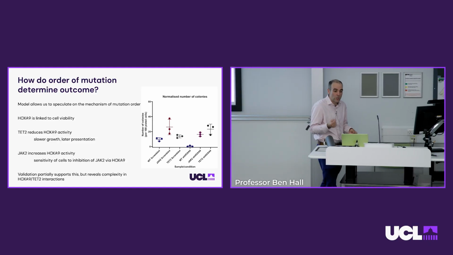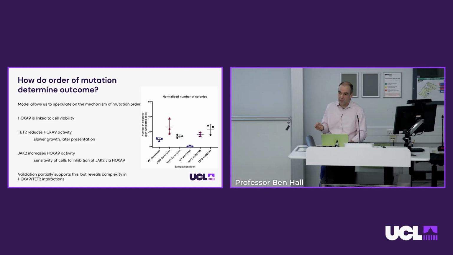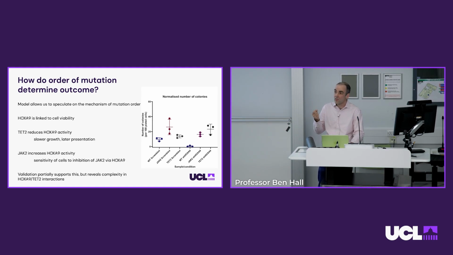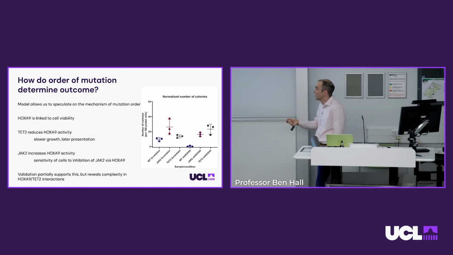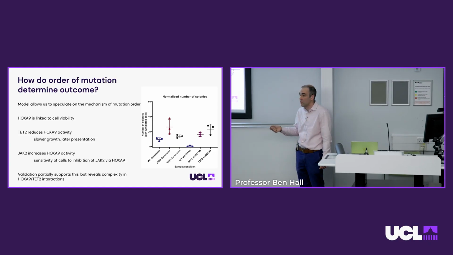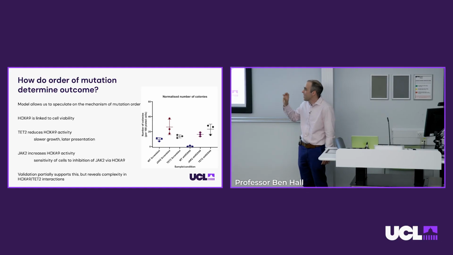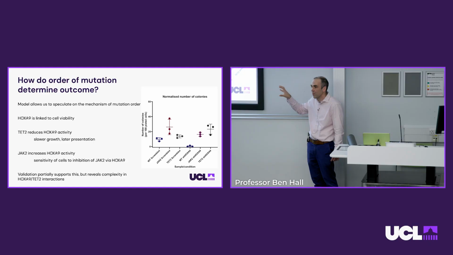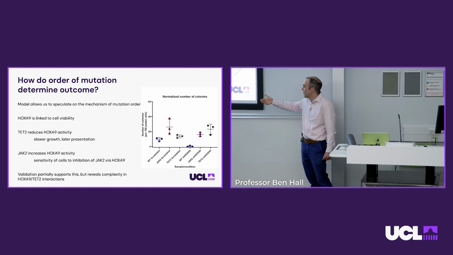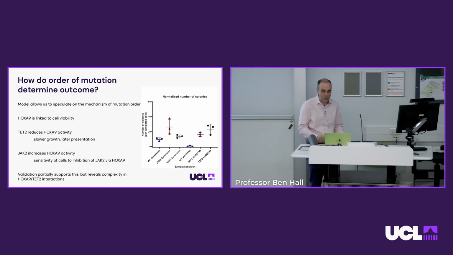TET2 mutation reduces homeobox-A9 activity. That would be expected to reduce cell viability, so slow growth, and lead to a later presentation of the disease. In contrast, JAK2 increases homeobox-A9 activity, giving you the earlier presentation and the faster growth, but at the same time, it becomes more sensitive to the loss of JAK2, which is helping to prop up the hyperactivity of homeobox-A9. So inhibiting JAK2 logically would reduce viability through its interaction with homeobox-A9.